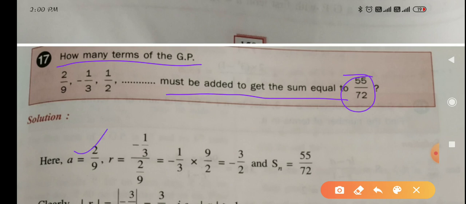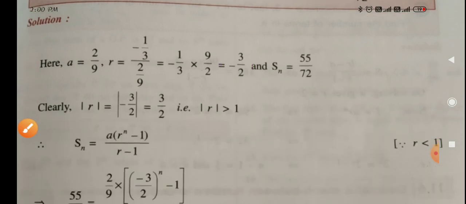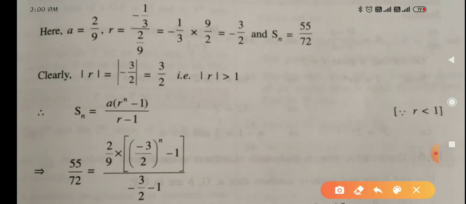So the first term is 2 upon 9, it is given. Common ratio is the second term divided by the first term: minus 1 upon 3 divided by 2 upon 9. So minus 1 upon 3 multiplied by 9 upon 2, so it will come minus 3 upon 2. And Sn is given, 55 upon 72. So now you can take modulus R, modulus of minus 3 upon 2, it will come 3 upon 2, which is greater than 1.